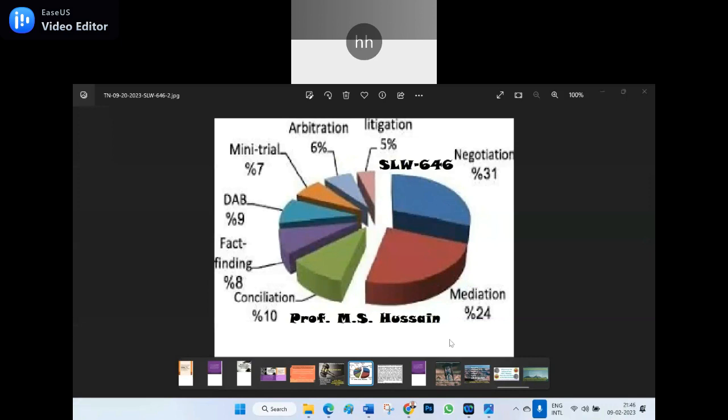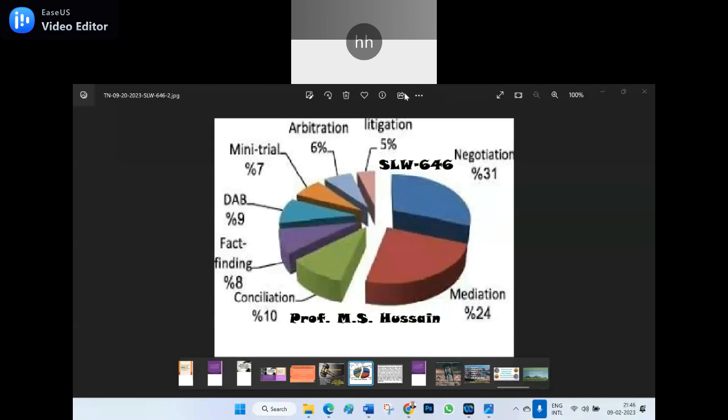Yes, here I have shown how a dispute can be resolved in different styles. Litigation 5.5%, negotiation 31%, mediation 24%, conciliation 10%, fact finding 8%, DAB 9%, mini trial 7%, arbitration 6%. Then what is this DAB?